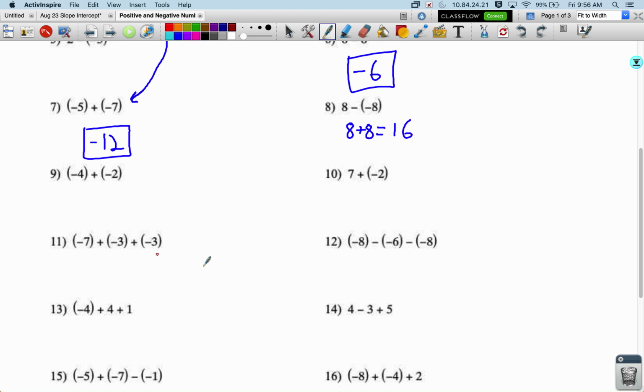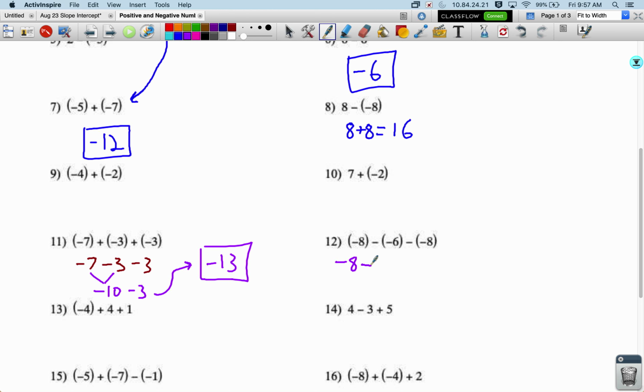Let's go to some of these ones that have 3 steps. When they have 3 steps, we just want to go left to right. So first thing, I'm going to swap out these plus negatives in number 11 for just minuses. So -7 minus 3, minus 3. -7 minus 3, so I'm $7 in debt and I spend $3 more. Now I'm $10 in debt, and this minus 3 sticks around. I spend another $3 and now I'm $13 in debt. So -13.